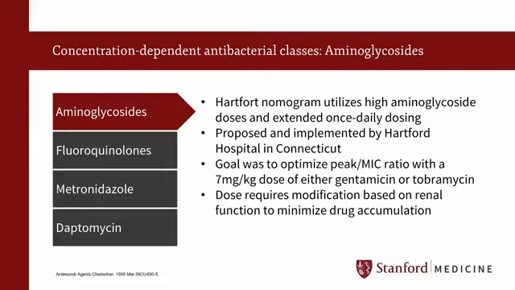The Hartford nomogram is a commonly used high-dose extended interval dosing method for aminoglycosides. This method aims at optimizing the peak to MIC ratio by administering a dose of 7 mg per kg of either gentamicin or tobramycin. Based on renal function, the dose requires modification in order to minimize drug accumulation.